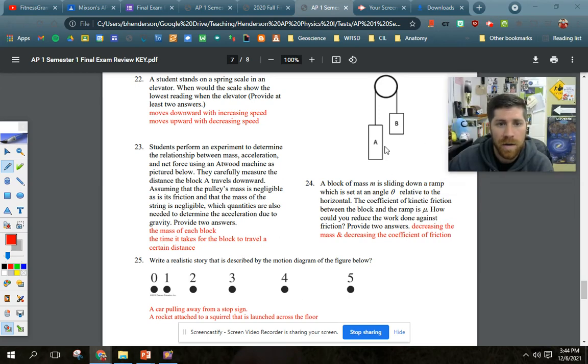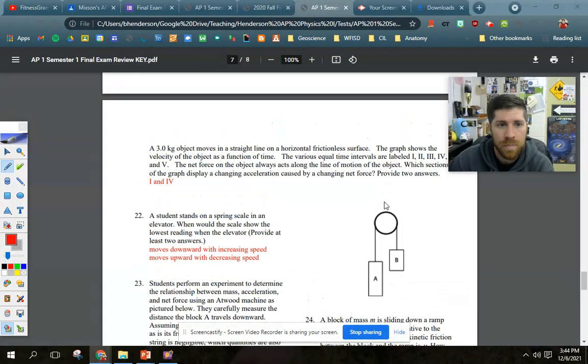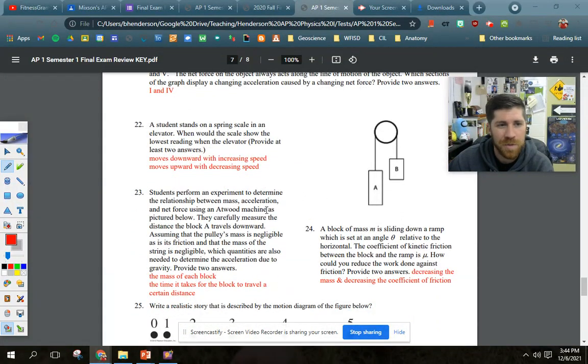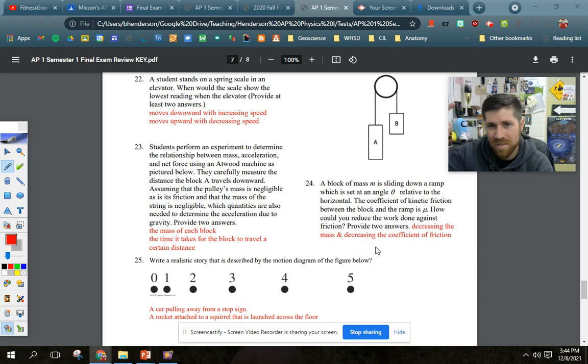Here with our 2 blocks, if we're trying to figure out, oh, that's the Atwood machine for 23. Sorry, I was confused. The block sliding down the ramp, just like at the very beginning we started with, in order to find the work done, mu is the coefficient of friction. You might have learned that equation.